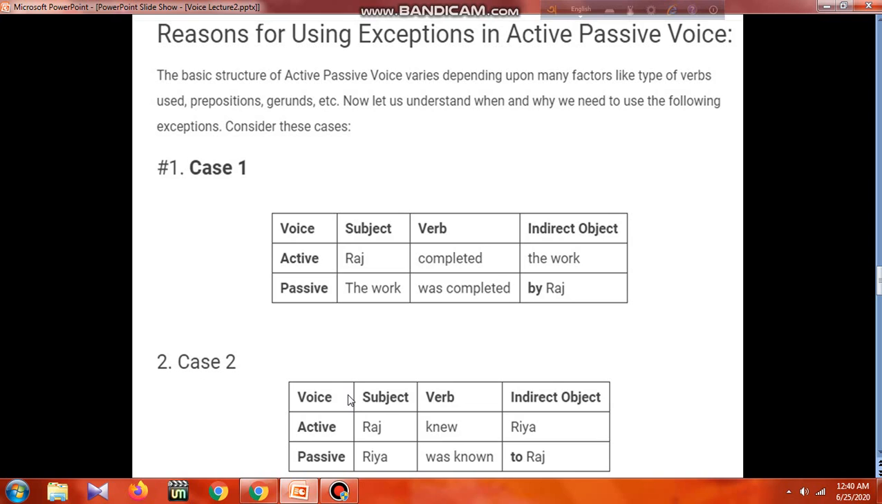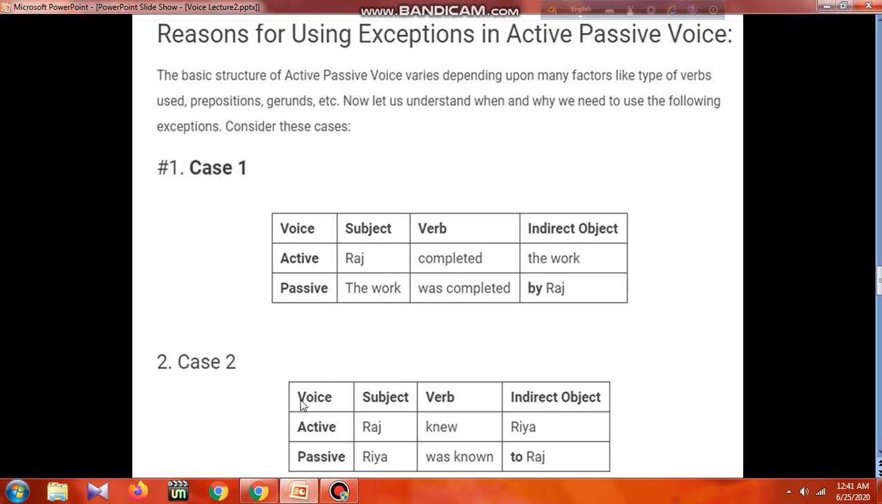Now let us understand when and why we need to use the following exceptions. Consider these cases. Case 1 says, Raj completed the work. Understand? So usually it goes, the work was completed by Raj. So subject, verb, object. Simply we learned the rule: object to be made subject, then helping verb be3, then by, then subject.